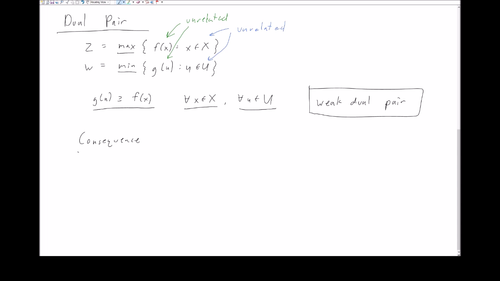Namely, our consequence is that w is going to provide an upper bound on the value z. Or alternatively, z is going to give a lower bound on the value of w. In the case when w is equal to z, we say that these problems form a strong dual pair. In the next few lectures, we're going to use this idea of a dual pair and introduce a few particular cases of how to generate a dual pair for a particular integer program.